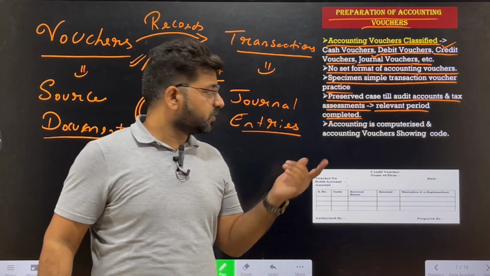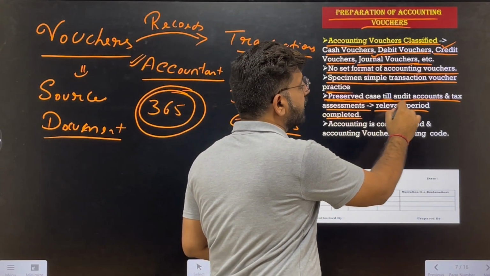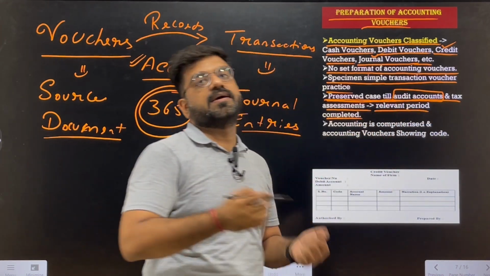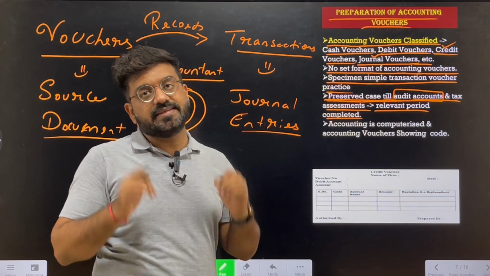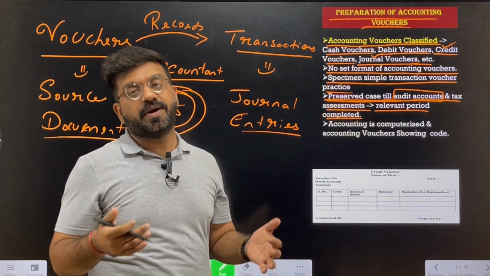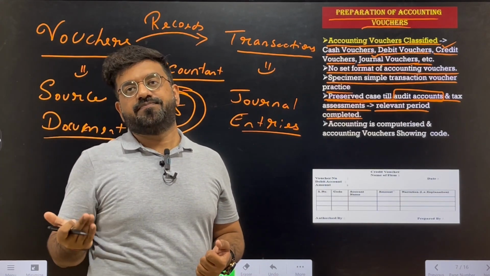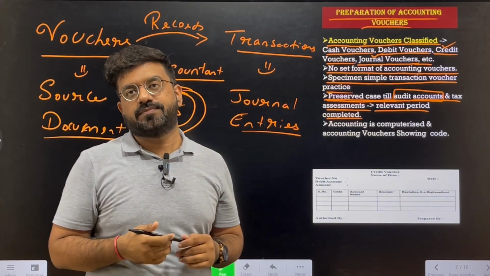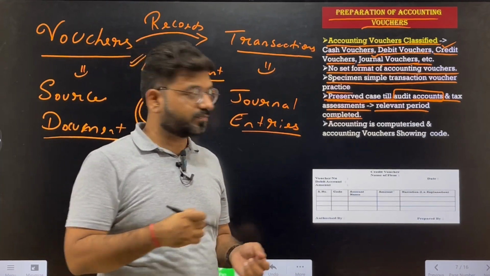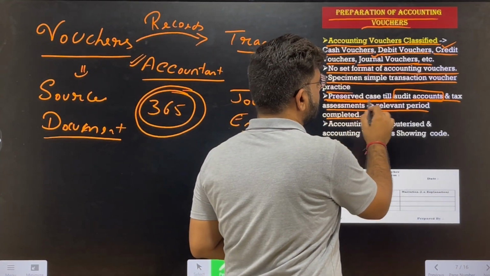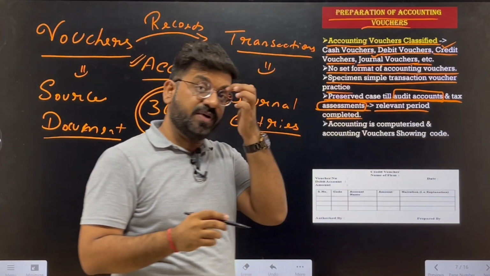Okay, so it has been written that these documents are preserved till the audit of accounts is complete, till the auditor verifies that yes, the accounting information prepared by the accountant is correct. Then only can these source documents be discarded, then only can they be thrown away. Is that clear? Till that time, the source documents should be present there. So it has been written, it should be preserved till the audit of the accounts and tax assessment, till the date the taxes have been paid.